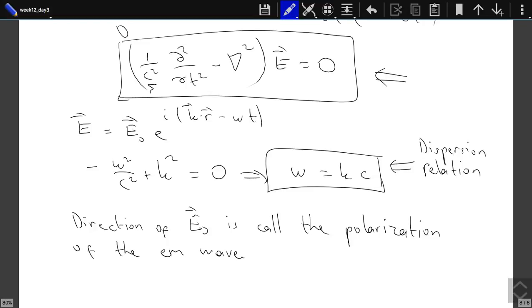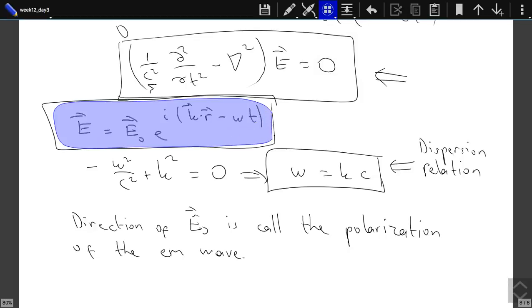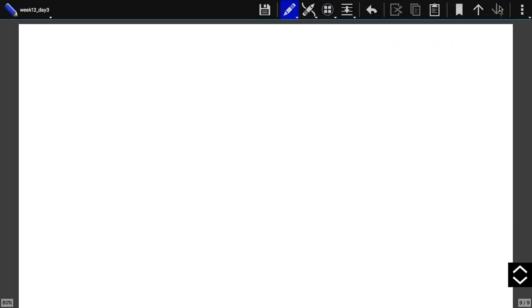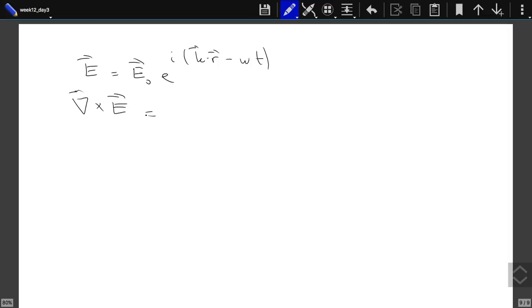Now let's calculate the B field. You see, E and B fields are related to each other. They are not independent of each other. And the B field should be such that it satisfies Maxwell's equations. Just pick one of them that contains both the E and the B fields. So curl of E is equal to minus 1 over c dB by dt.